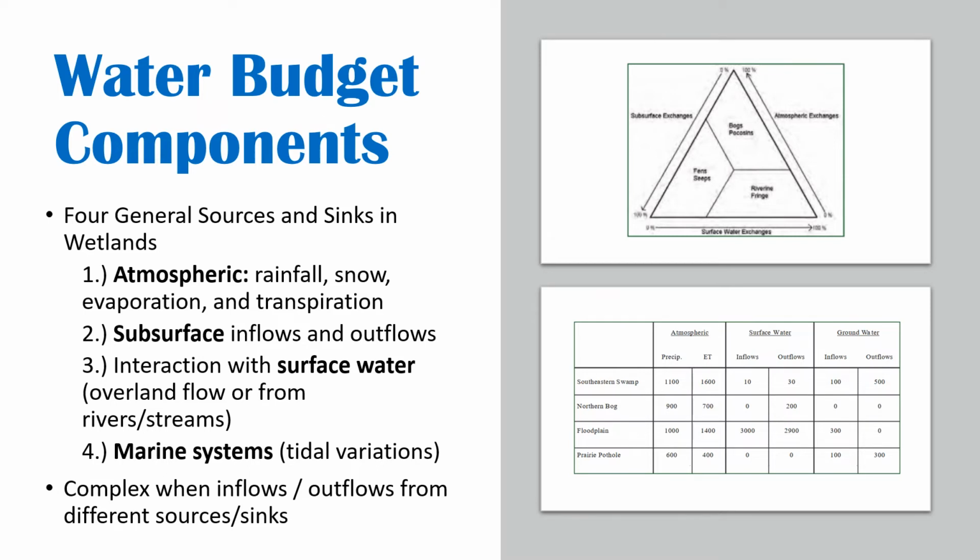Any of these water budget components are very complex, especially when the inflows and outflows are from different sources and sinks. So this triangle image on the right-hand side just shows how different water budget components, such as surface water, atmospheric exchange, or subsurface exchange, can drive what type of wetlands form. For example, when we have a lot of surface water exchange, that is typically a riverine or fringe wetland where you're getting that overbank flooding.